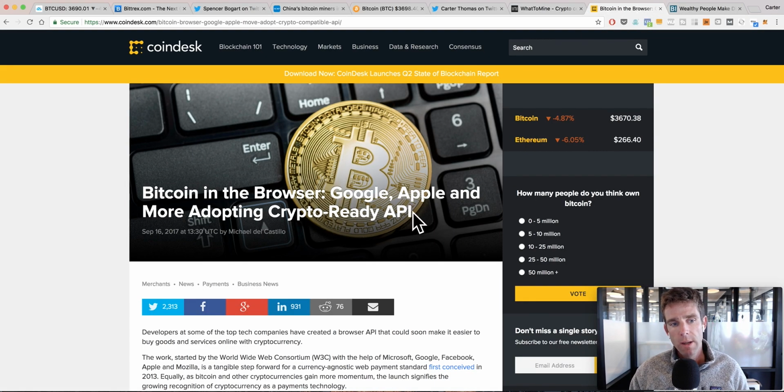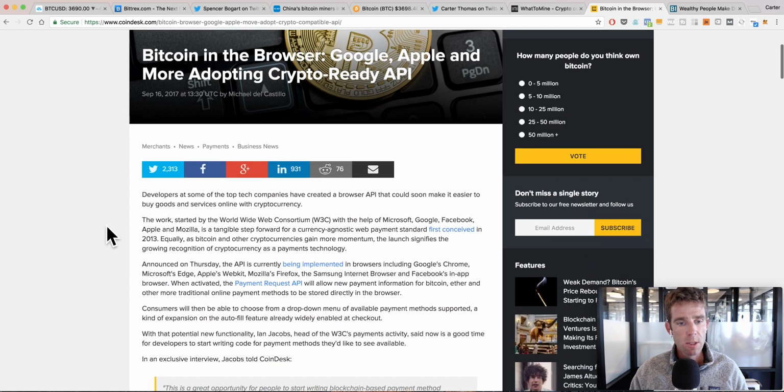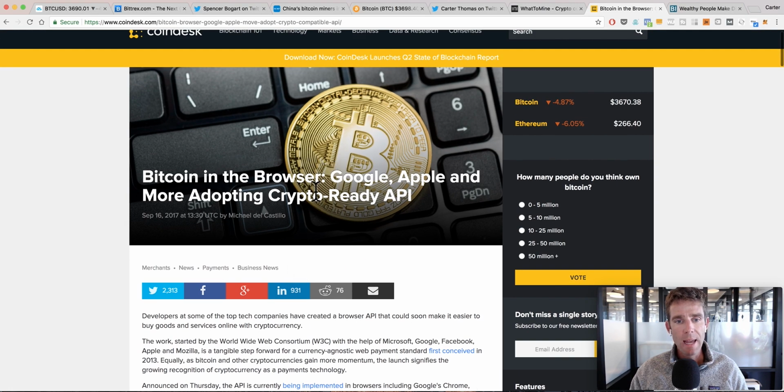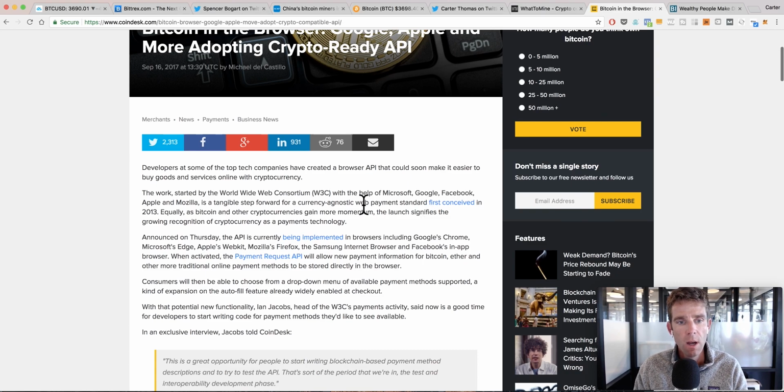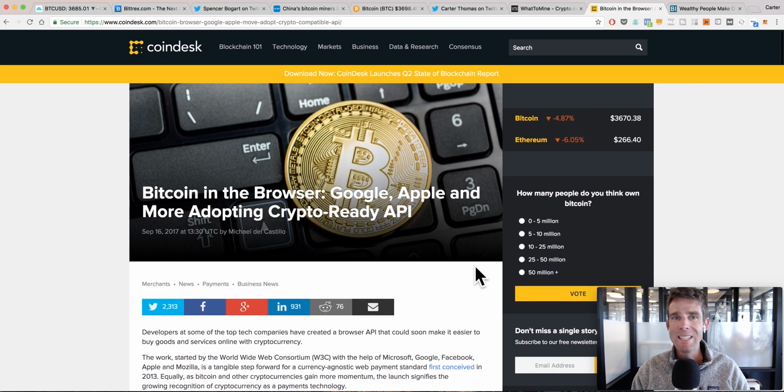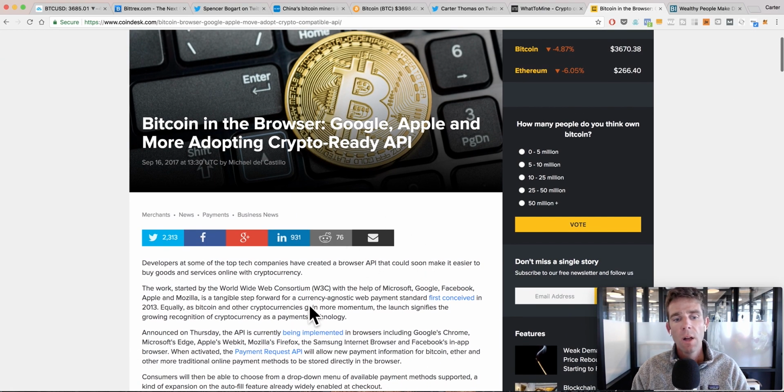Last quickly, and I'll link to this, you guys can go check it out. It looks like a couple of these browsers, Google, Apple, and a couple others, are adopting an API, which was developed by the W3C, which is kind of a global nonprofit group that really creates the standards for web browsing, like CSS and stuff like that. And they're creating a crypto API so that hopefully the browsers will be able to sync up.